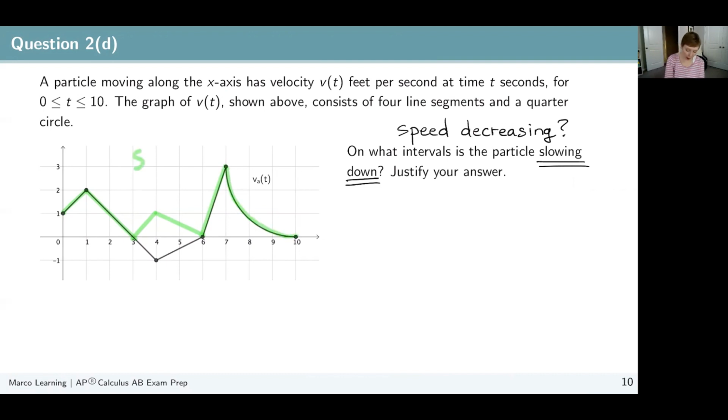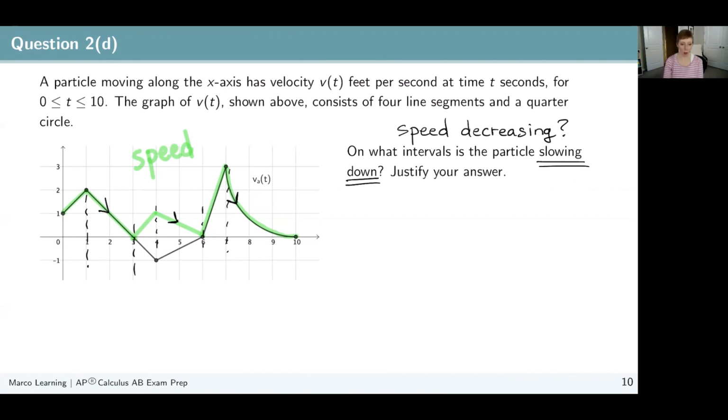Okay, so what I have in green here is the graph of the speed. And when you draw your speed graph, it's very easy to see where speed is decreasing. It's just when the graph is going down from left to right. So the speed is decreasing here on this interval from 1 to 3. And then the speed is also decreasing here on this interval from 4 to 6. And then it's decreasing here on this interval from 7 to 10.